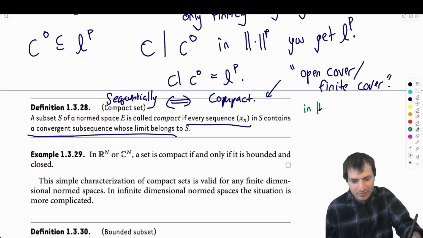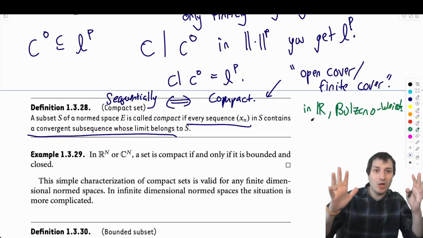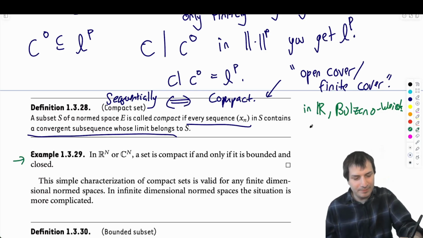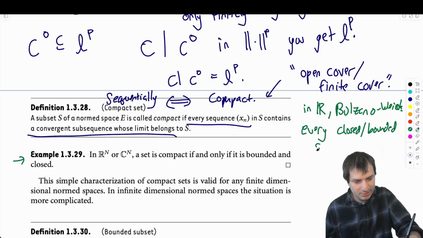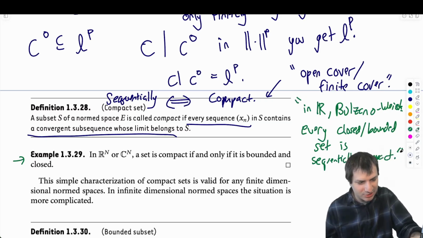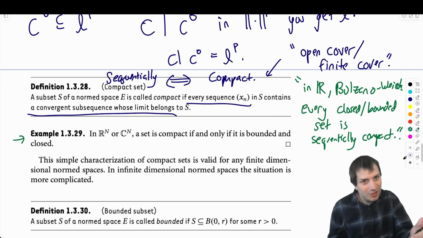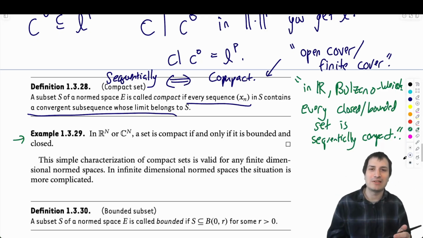In R, the Bolzano-Weierstrass theorem, one of my favorite theorems, says that every closed bounded set is compact. And that is what's written over here. Every closed bounded set is sequentially compact. I guess, maybe the Bolzano-Weierstrass theorem actually says if it's bounded, then every sequence has a convergent subsequence. If it's also closed, then what it converges to has to be in the original set. So in any case, what we're getting at is the statement of 1.3.29.